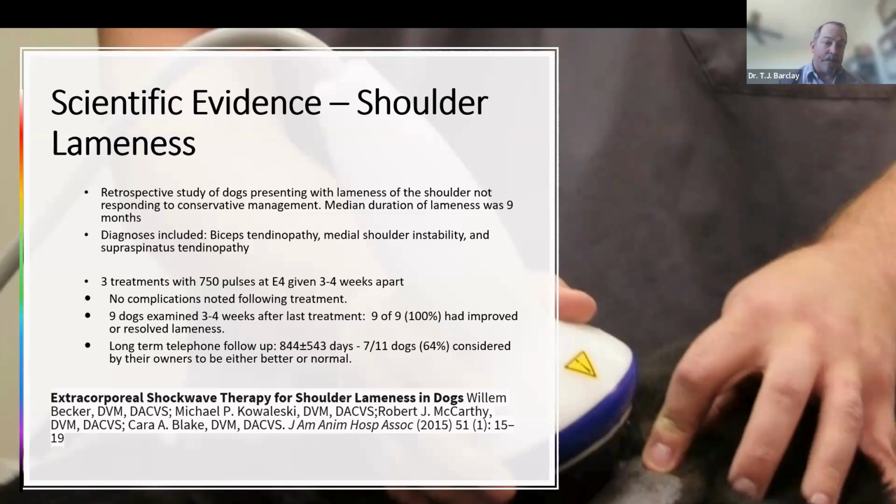And 100% of those had improved or completely resolved lameness 3 to 4 weeks after that last treatment. And in the long-term follow-up on those, roughly 2/3 of those remained improved out to 3+ years after that single treatment series.